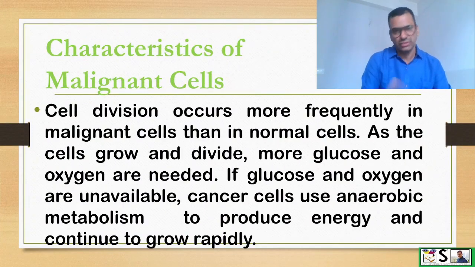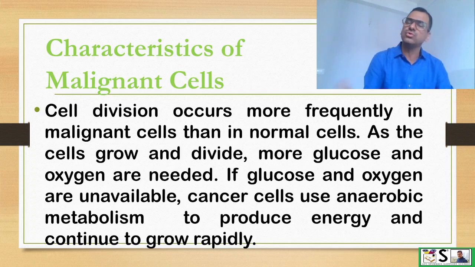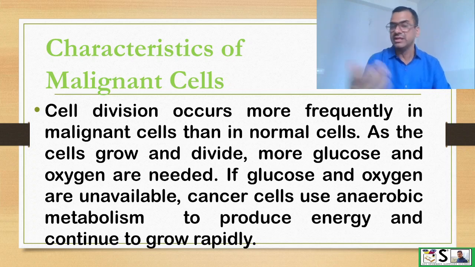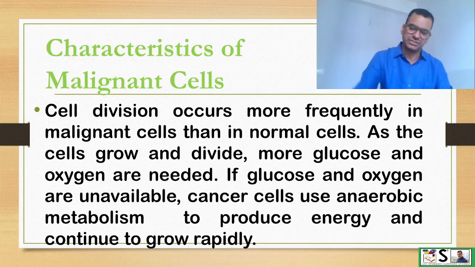Then cell division is also different. Cell division in malignant cells is more frequent or more rapid. Due to this, swelling can be seen over the cancer cells. A tumor is formed due to the abnormal number of cells. As cells grow and divide, more glucose and oxygen is needed. But if glucose and oxygen are unavailable, even then the cancer cells use anaerobic metabolism and produce energy for growth and multiplication.